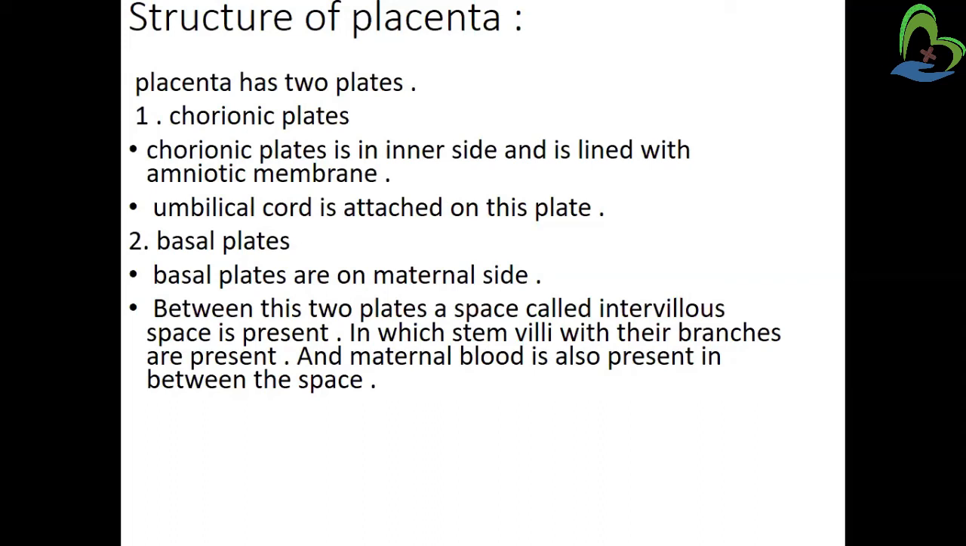Okay, and next, that is the basal plate. It is situated on the maternal side, and the space between these two plates is known as the intervillous space. In this space, stem villi with their branches are present, and maternal blood is also present in between. Okay, so clear, this is the structure of the placenta.